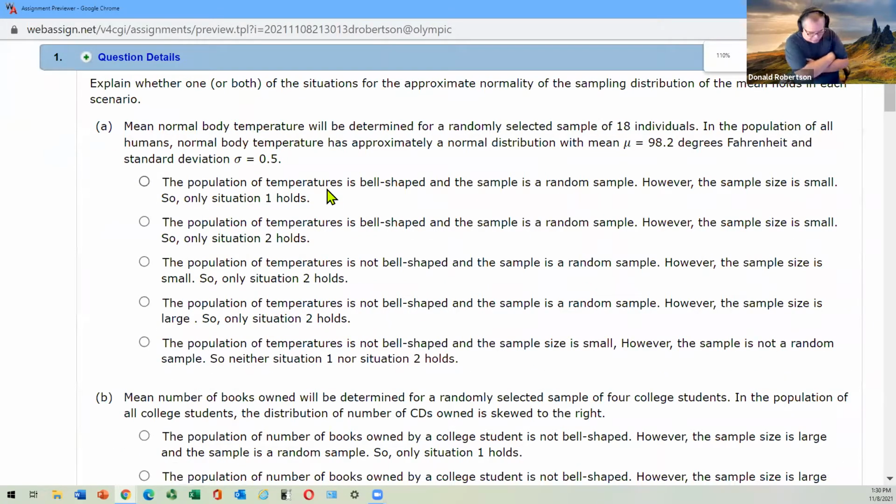The first one is back to, remember the 2 rules that need to be true for you to be able to do any of the work, right? To be able to use the sampling distribution. So here's the first story. The mean normal body temperature will be determined by randomly selecting 18 individuals, and they get a mean of this number and a population standard deviation of that number, right? So are we allowed to do it? 18 individuals, is that big enough?